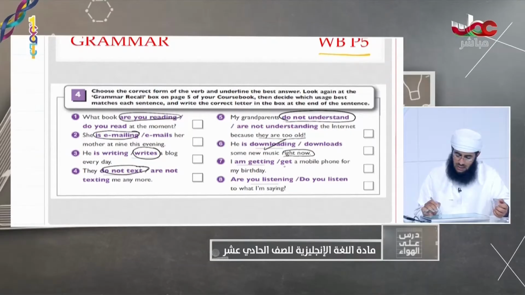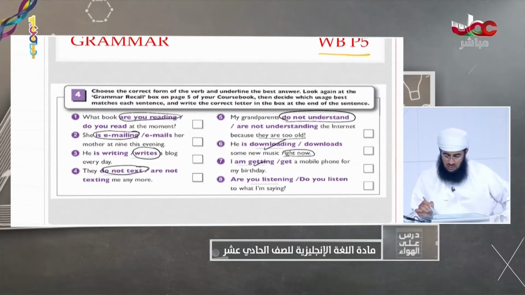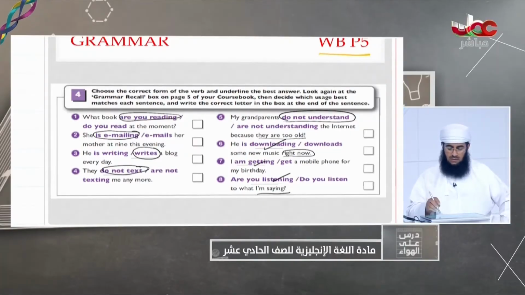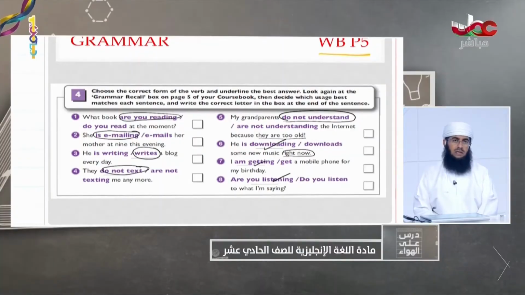I'm getting or I get a mobile phone for my birthday. This is something happening in the future, so we have the present continuous. The last one: are you listening or do you listen to what I am saying? Something happening now, so the right answer is: are you listening? So this is in general. I hope you have gotten an idea about what we have mentioned.